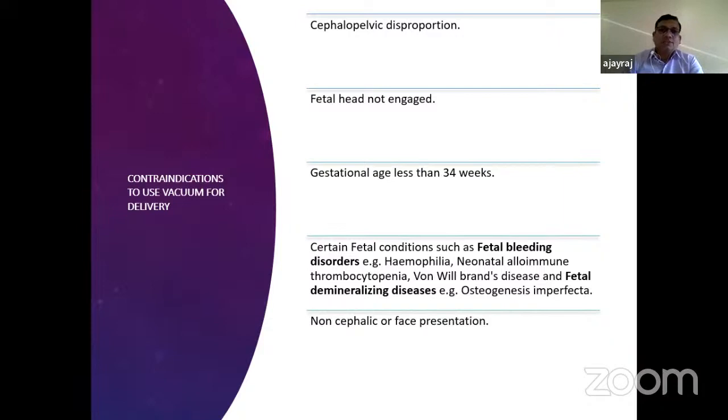Certain fetal conditions such as fetal bleeding disorders, for example hemophilia, neonatal alloimmune thrombocytopenia, von Willebrand's disease, and fetal demineralizing disease, for example osteogenesis imperfecta, etc., in which we cannot apply or use vacuum. Non-cephalic or face presentation, that is also a contraindication.